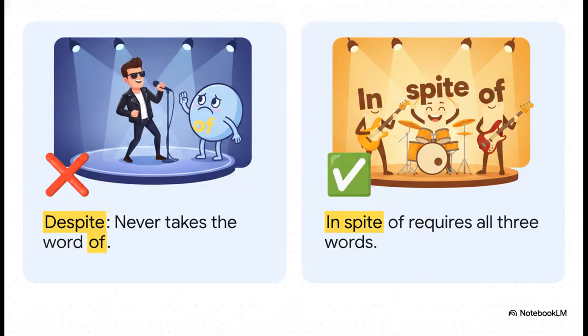Okay, despite and in spite of. They mean the exact same thing, but you gotta remember this golden rule. The word despite is an independent soloist. It never, ever hangs out with the word of. It's simply despite being rich. If you really want to use the alternative, you have to commit and use all three words, in spite of. Do not mix them up.